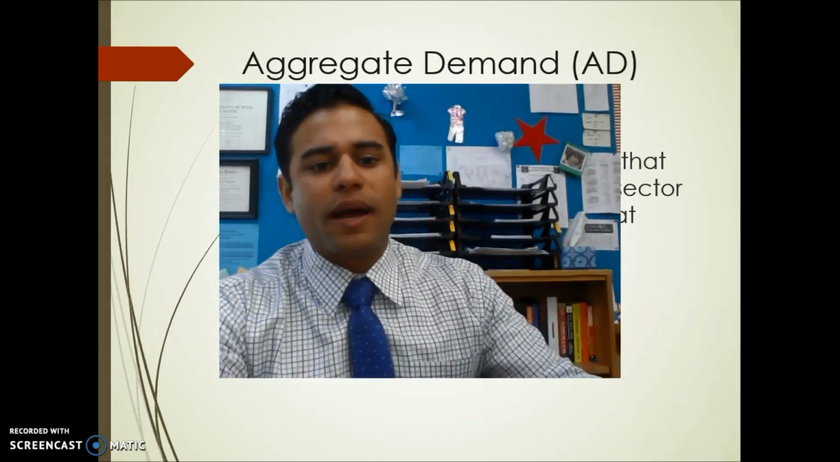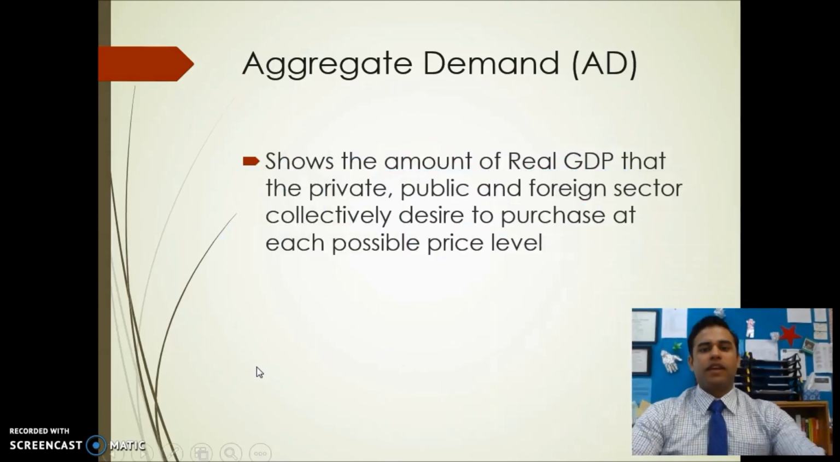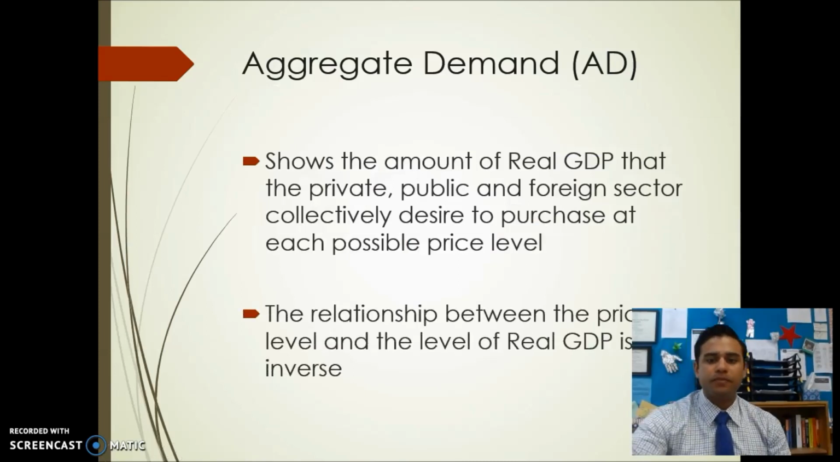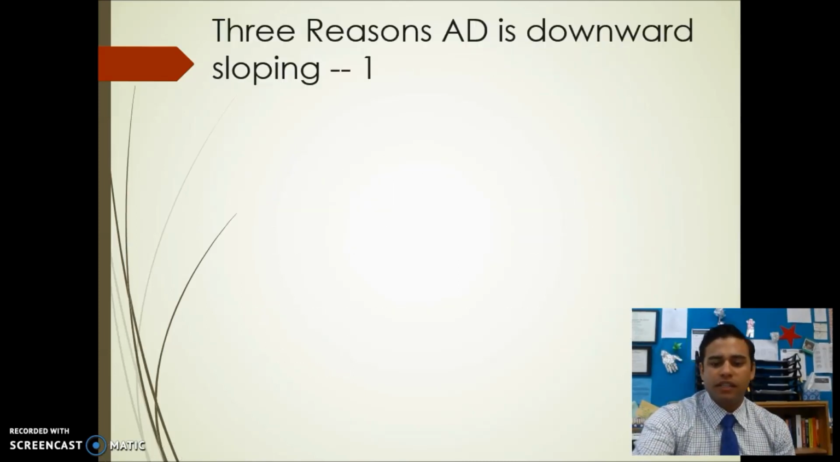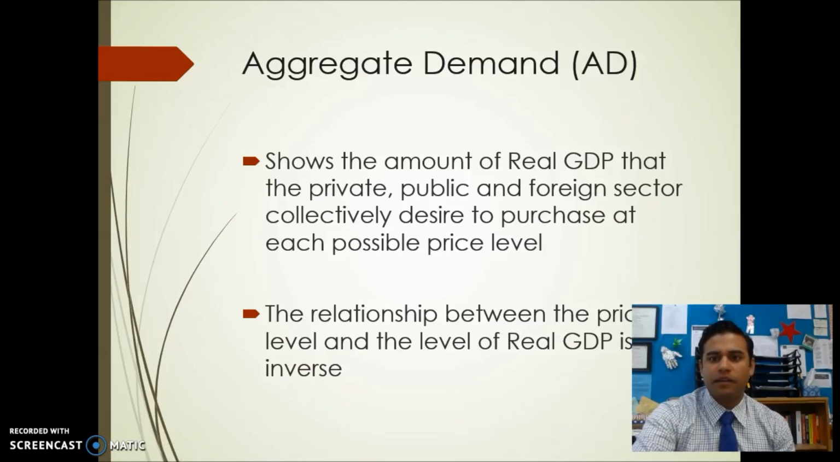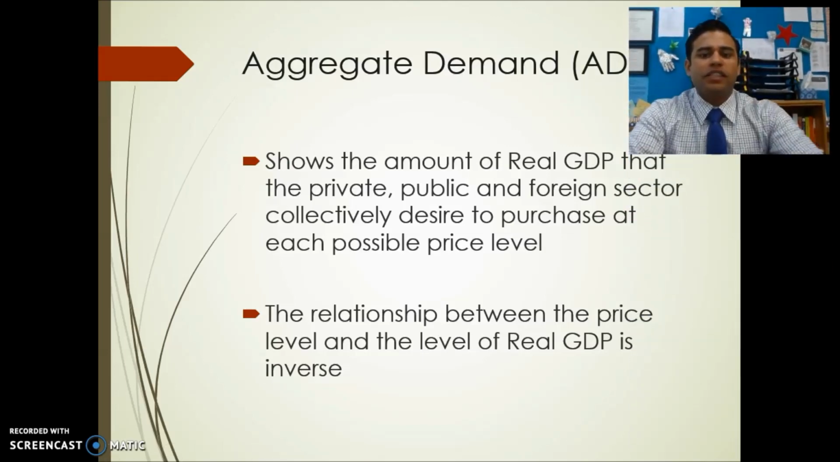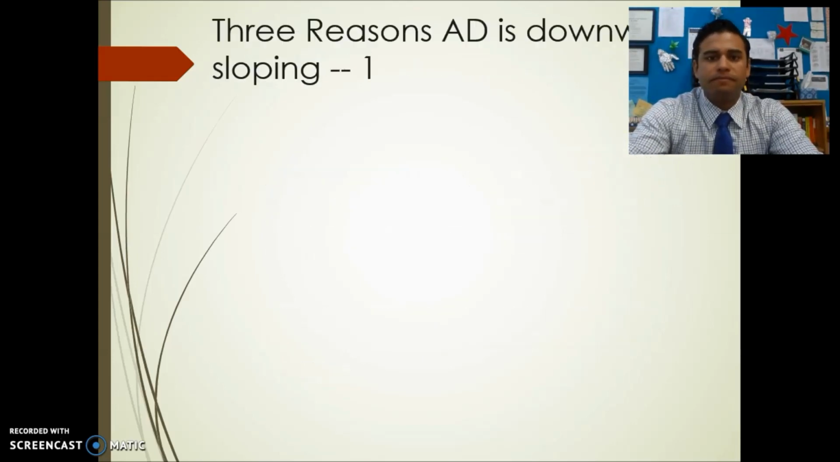So we've just described the downward slope of the aggregate demand curve. Okay? The relationship between price level and the level of real GDP is inverse, right? Downward sloping. So the higher the price level, the less real GDP. The lower the price level, the more real GDP.